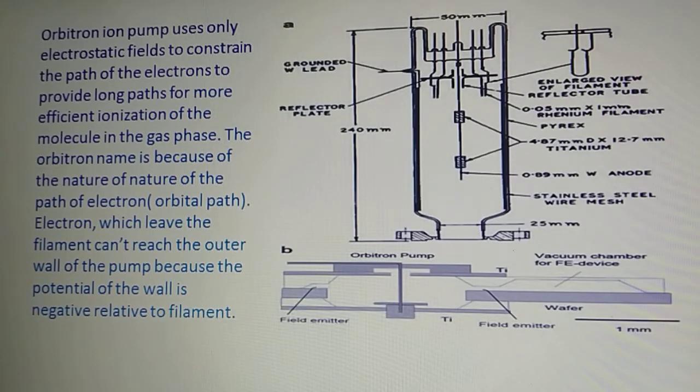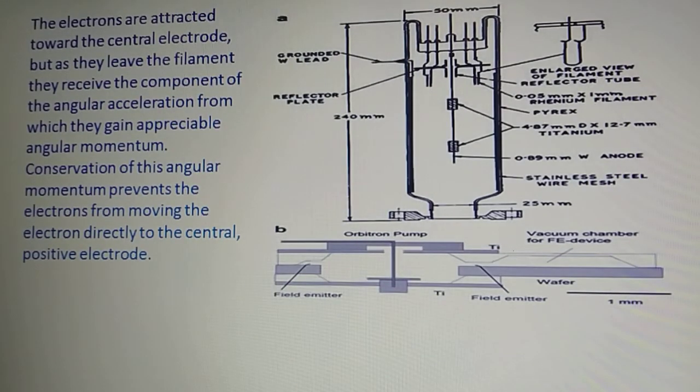Electrons which leave the filament can't reach the outer wall of the pump because the potential of the wall is relatively negative to the filament, right? And how much is the potential given to the walls? We will discuss that in the next few minutes.